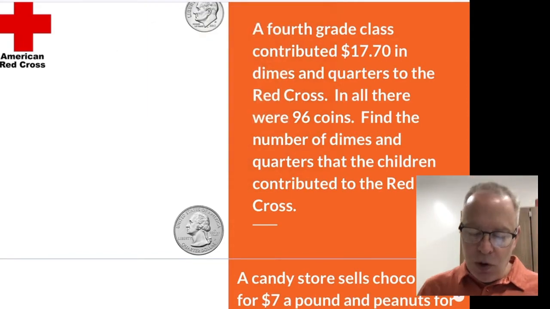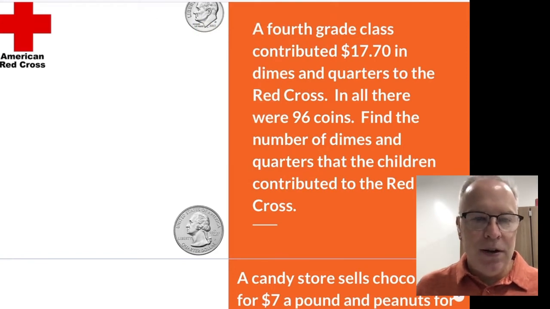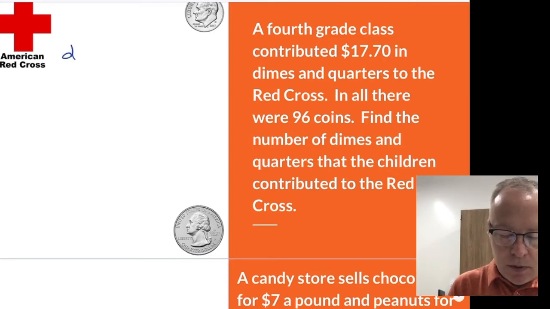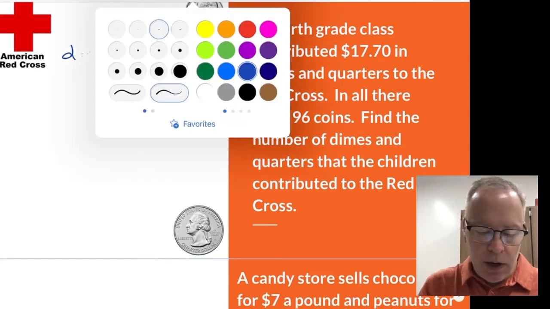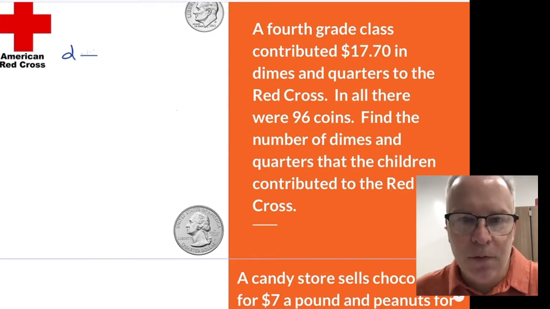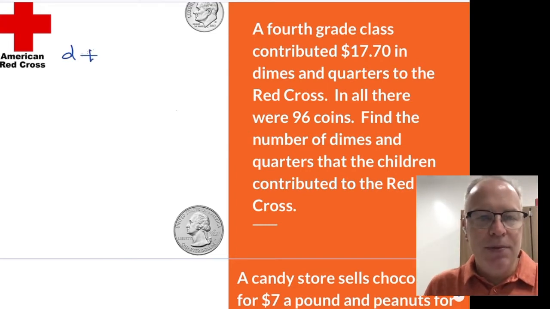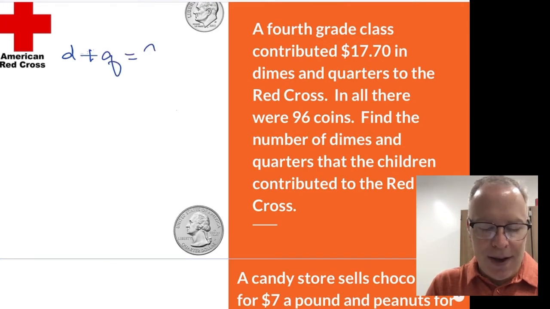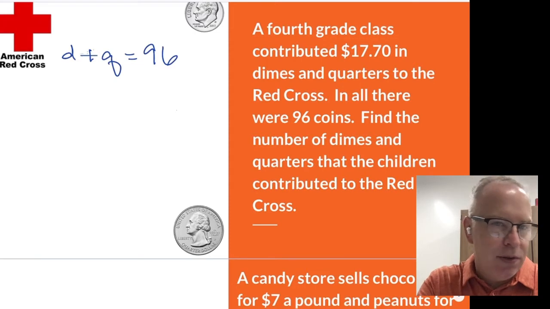All right. So first of all, we're going to use the letter D and the letter Q for our number of dimes and quarters, and the easy one is that dimes and, oh, my pencil stopped working here. Dimes and, this is really frustrating, I'm so sorry. Dimes and quarters, there it is, 96. There are a total of 96 coins in there. So we write D plus Q equals 96.